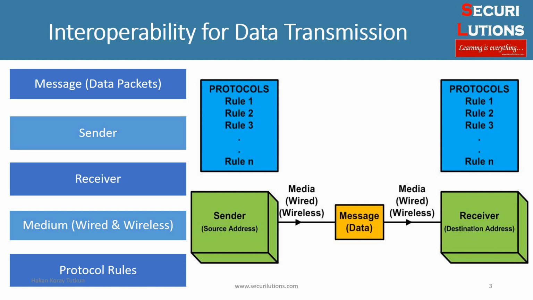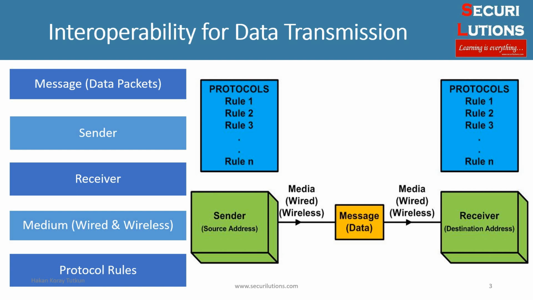Media defines all the wired and wireless communication paths used for the transmission modes of data between the sender and the receiver on the network. Fiber optic cables, copper cables, coaxial cables, Wi-Fi, WiMAX, LTE, radio links are the different forms of the medium.